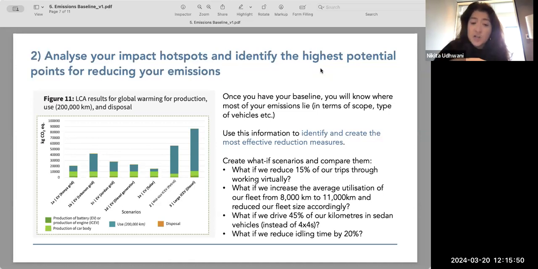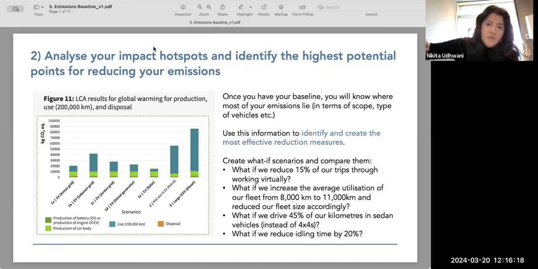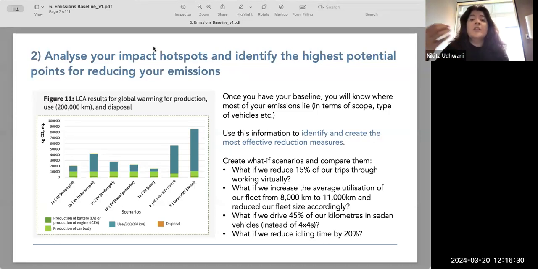Sometimes we're thinking a lot on the production of the vehicles, but what we are seeing in this visual is that there are a lot of emissions in the operations of the vehicles itself. And as we conduct our baseline, we'll also get more insight. For example, when you use the Clean Fleet Toolkit, you not only see in which scope most of your emissions lie, but you can also see what types of vehicles are the most polluting in your fleet. If you do your own analysis, you can also check whether more of your emissions are coming from your own vehicles or from your rental vehicles. So there's a number of different things that you can do.